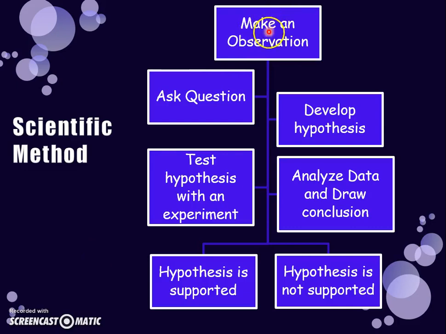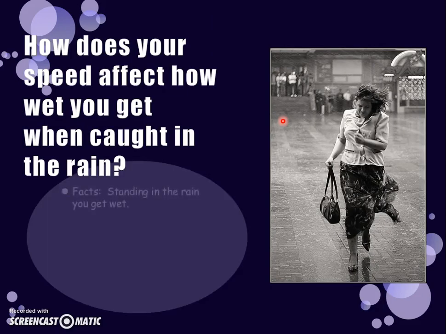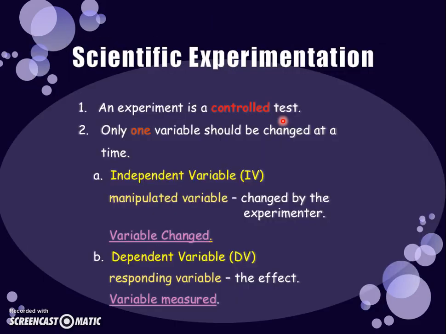So I made an observation there, several of them, and I asked the question, how does your speed affect how wet you get in the rain? And so we're going to develop a hypothesis. Now remember, this has to be testable. So we're going to make an experiment based upon our hypothesis, and it's going to be controlled.